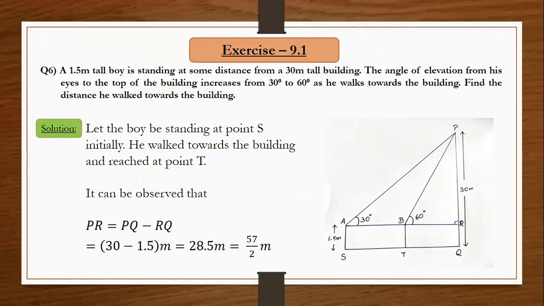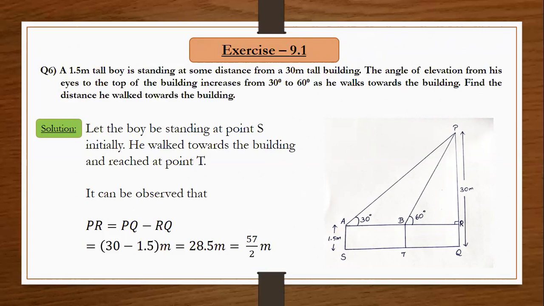Sixth question. A 1.5 meter tall boy is standing at some distance from a 30 meter tall building. The angle of elevation from his eyes to the top of the building increases from 30 degree to 60 degree as he walks towards the building. Find the distance he walked towards the building.